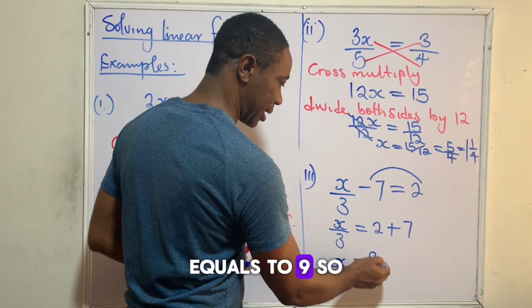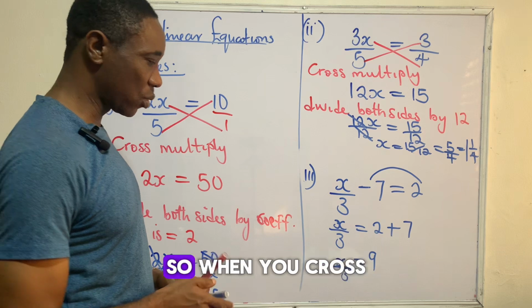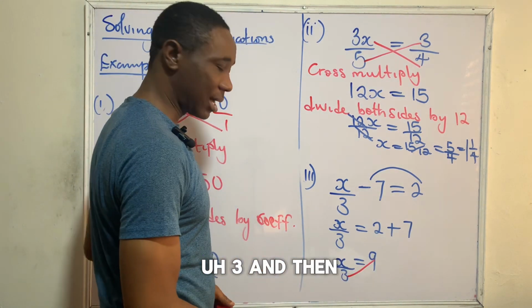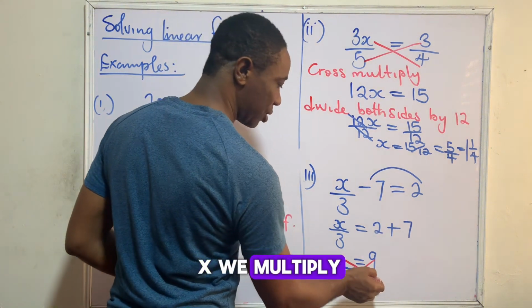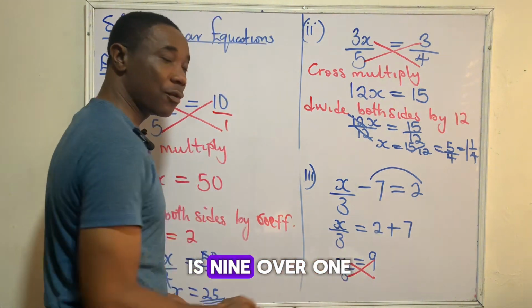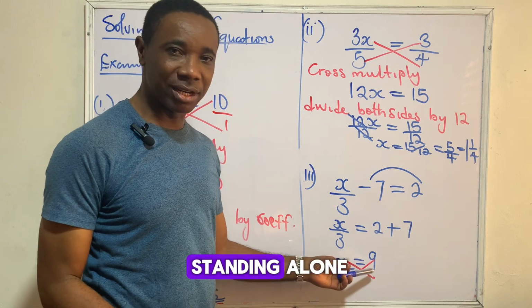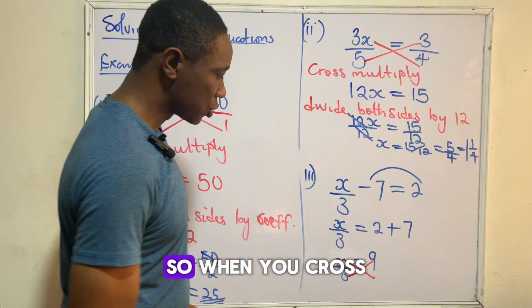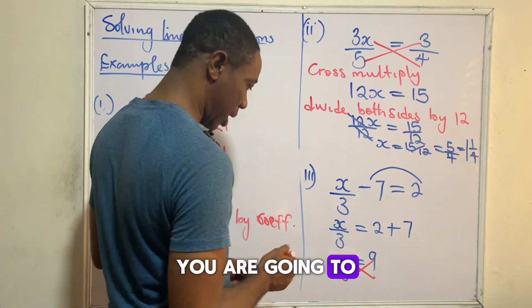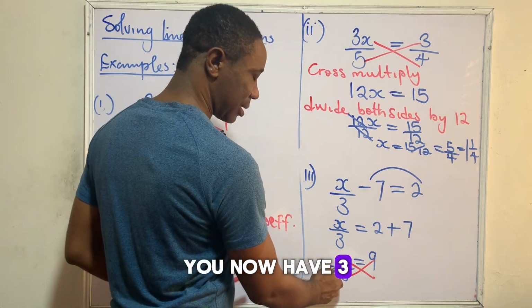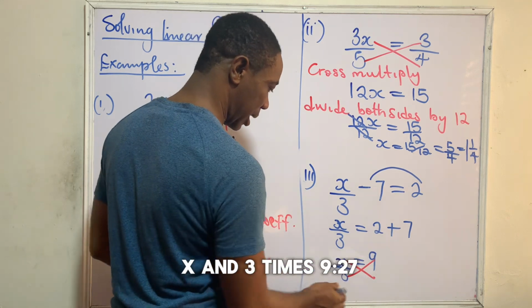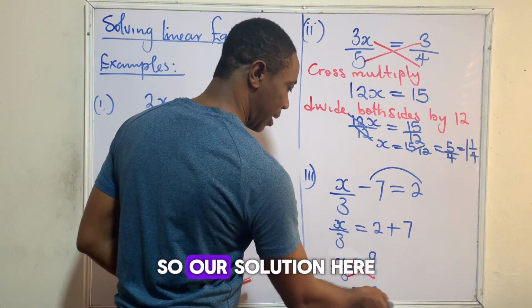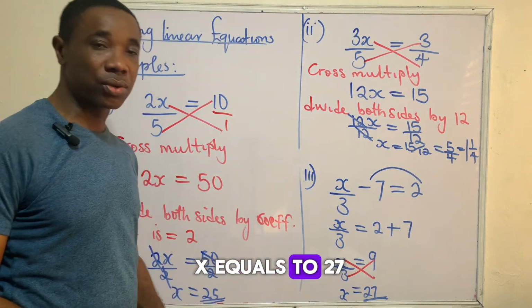equals 9. So at this point, you can cross multiply. When you cross multiply this, it means that 9 will multiply 3, and then x will multiply. Don't forget, this is 9 over 1. When you have a number standing alone without a denominator, it means that the denominator is 1. So when you cross multiply this, you will now have 3 times x times 1, which is 3 times 9, 27. So our solution here is x equals 27.